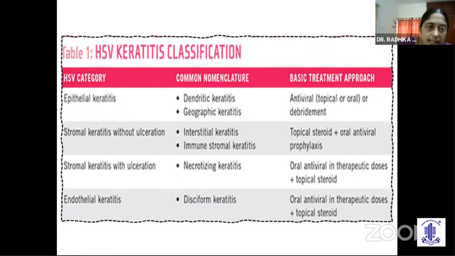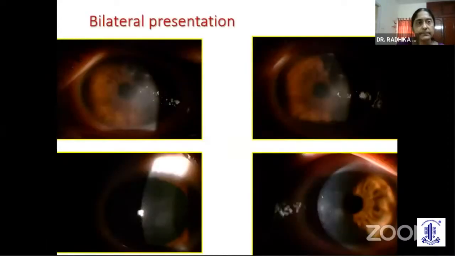Stromal keratitis with ulceration has the virus load as well as inflammation in equal measure. So you start off with a therapeutic dose of oral antiviral, start slowly, go easy on the steroid, and then you can decide to hike it up once the disease is under control. And endothelial keratitis, you have three varieties which should all be treated with a therapeutic dose of oral antiviral and a therapeutic dose of topical steroid, the dosages of which you can decide based on the intensity of the disease itself.